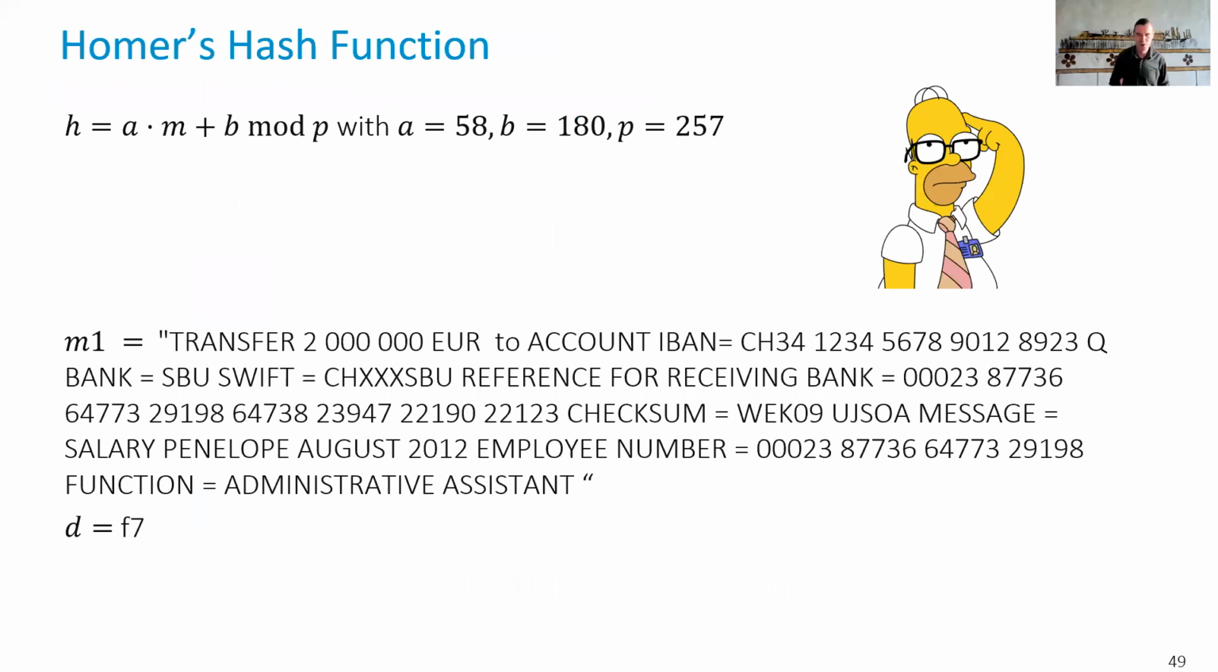Let's see what are the potential issues with hash functions. Here is, for example, a hash function that is a bit like the ideas behind RSA, using modulo P arithmetic. So here P is 257. So Homer invented this hash function. Hash functions of this type were proposed in the past. So here is, for example, a long message. The hash produces here a number that's between 0 and 256. So here it is F7 in hexa, for example.